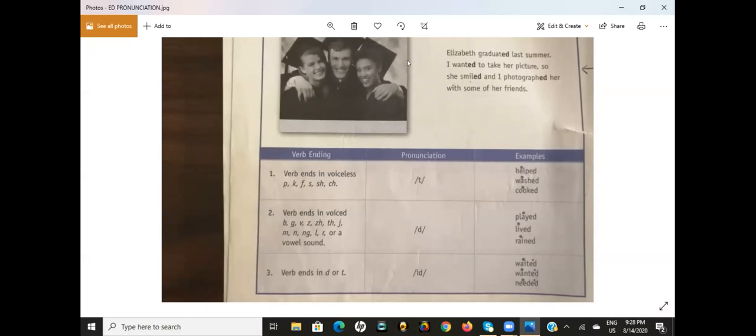So here's the explanation of when you will pronounce ed that sounds like t. If this is the termination of the sound, p, k, f, s, sh, or ch, ed is going to sound like t. So helped, washed, and cooked. So never say helped, don't say washed, don't say cooked. You're supposed to say helped, washed, and cooked.